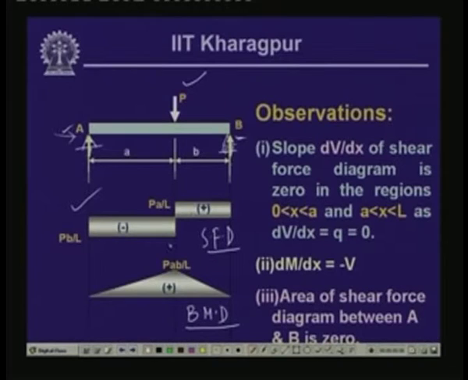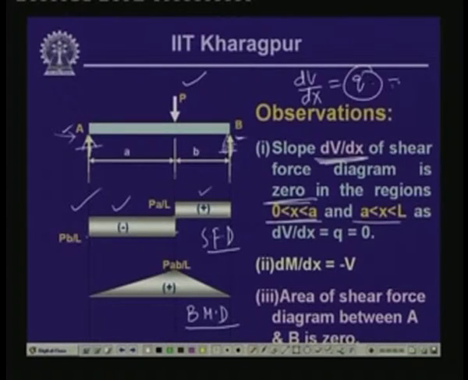Now, from these, if you look into the slope dV/dx, that means the rate of change of shear along the length, for this part as well as this part, where x is between 0 to a or x is between a to L, we find that the dV/dx value of the shear force diagram is 0. This is the case because dV/dx, as we know, is equal to q, and if q is equal to 0, expectedly dV/dx is equal to 0, and this is what is happening in this particular diagram.